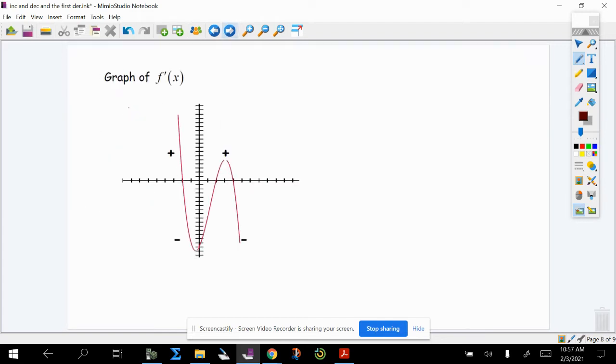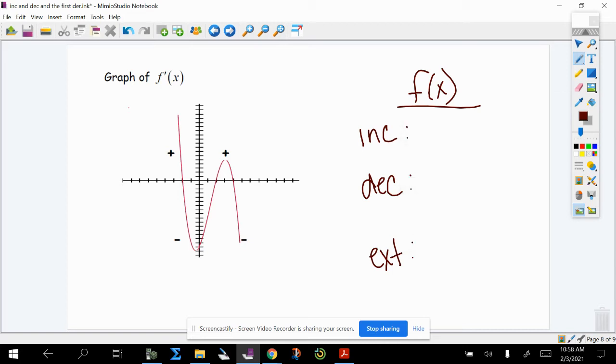So let me show you another one. Again, this is a graph of a derivative. I put the little pluses on top and the minus on the bottom as a way to help you. That's something, if you want to get in that habit, you can do. So we're going to talk increasing, decreasing, and extrema.